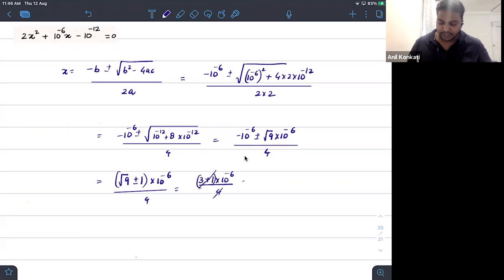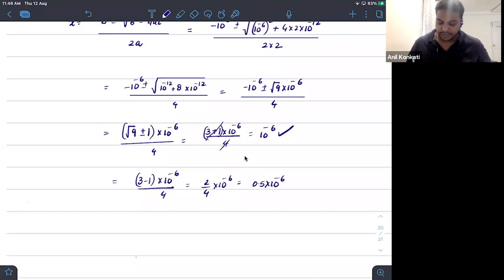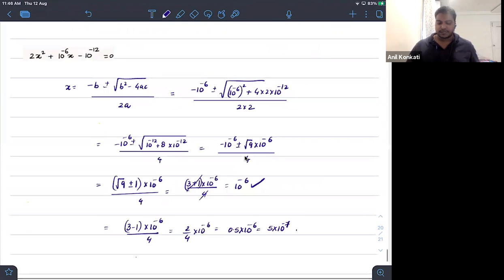which is 4 will get cancelled, 10 raised to power of minus 6. This is answer 1. The other one is 3 minus 1 into 10 raised to power of minus 6 by 4. So which is 2 by 4 into 10 raised to minus 6, or it is 1 by 2. 1 by 2 matlab 0.5. So 0.5 into 10 raised to power of minus 6, or 5 into 10 raised to power of minus 7. These are the two answers which are correct.